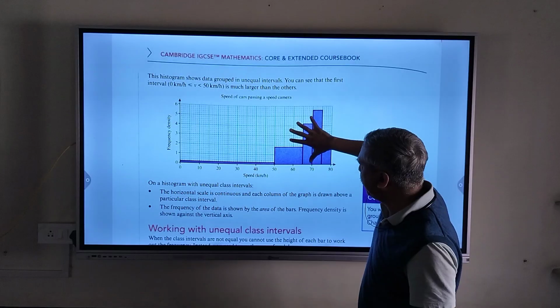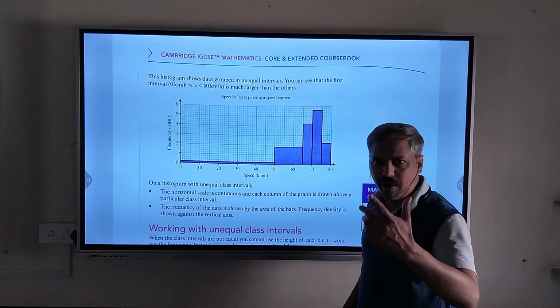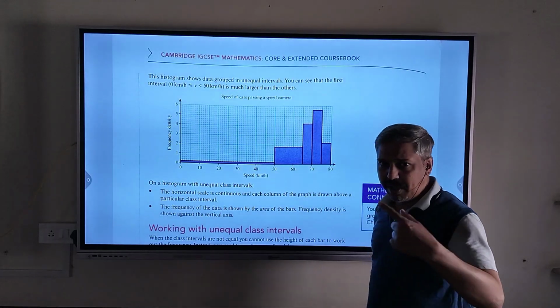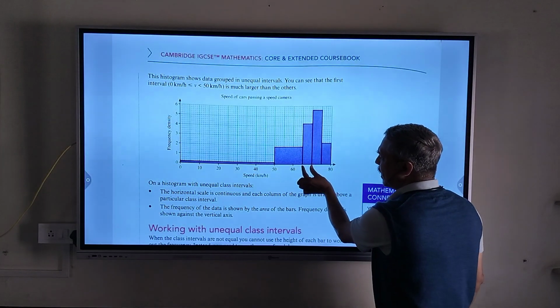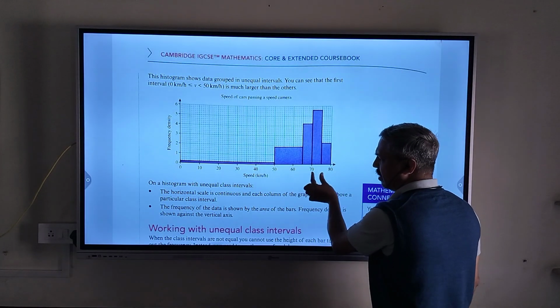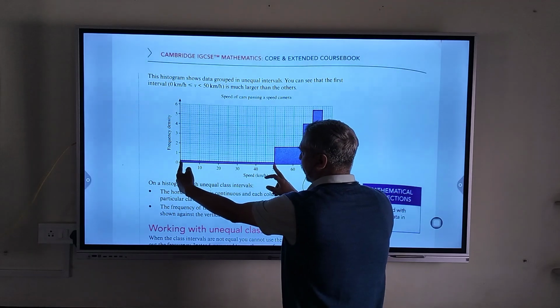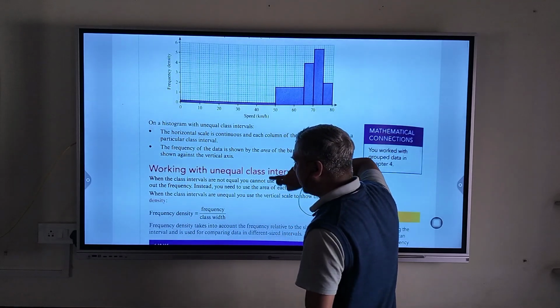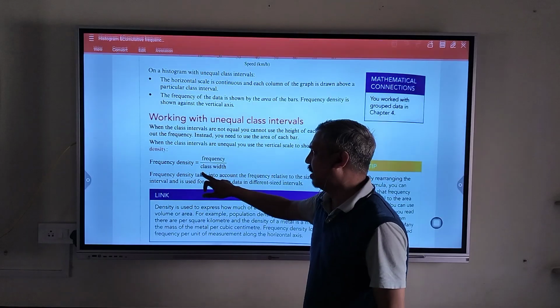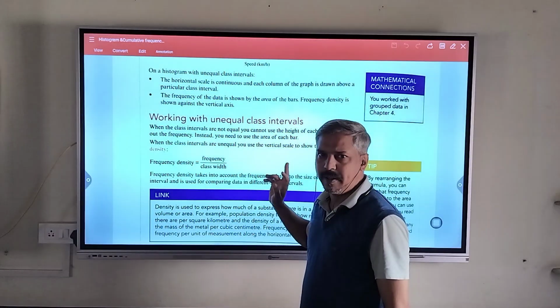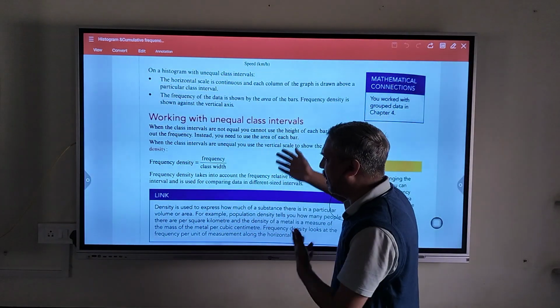The reason why these frequency densities are high is because of course the frequency will be high, but also the width of the class is much lesser. Here the width of the class was far greater. The frequency density is frequency upon class width. This is the formula. So eventually you understand what is happening here.